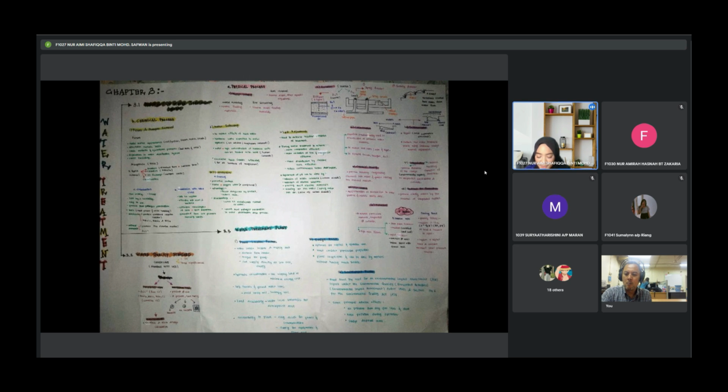So for the physical process, it is divided into: the first one is water intake, the second one is aeration, the third one is chlorination, next is sedimentation, chemical mixing, coagulation, flocculation, dissolved air flotation, and the last one is filtration. There are two types of filtration, which is the filtration rate and driving force.